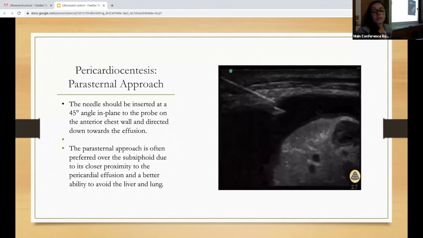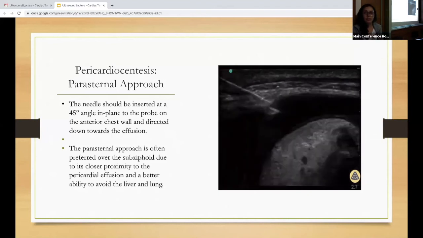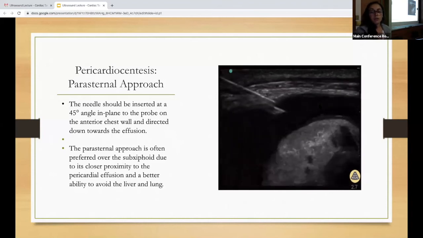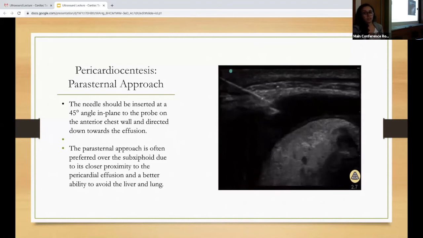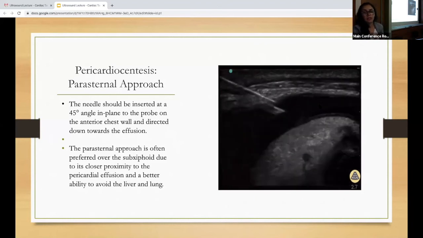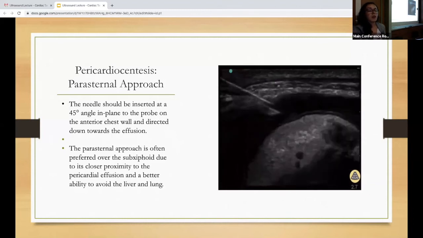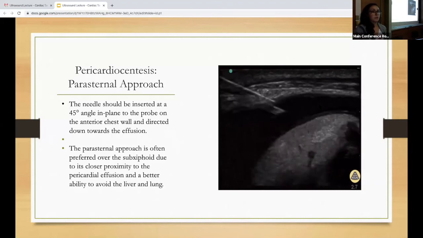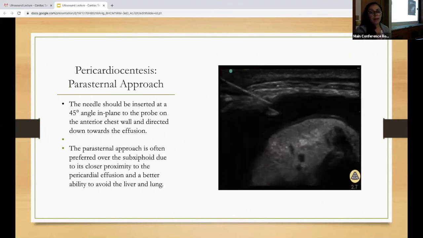The needle should be inserted at a 45-degree angle in plane to the probe on the anterior chest wall and directed toward the effusion. The ideal insertion site on the chest wall should be close to the area where the effusion is the largest, obviously. And then again, here you're going to be aspirating as you insert the needle every 1 to 2 millimeters until you get fluid back.